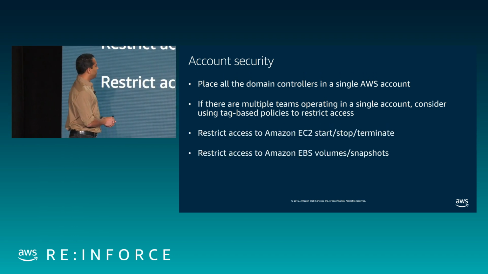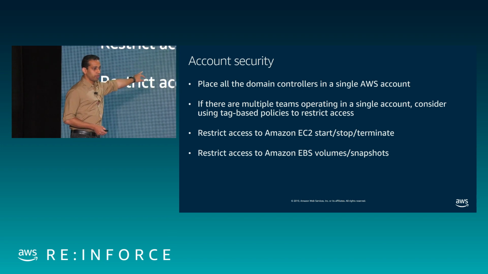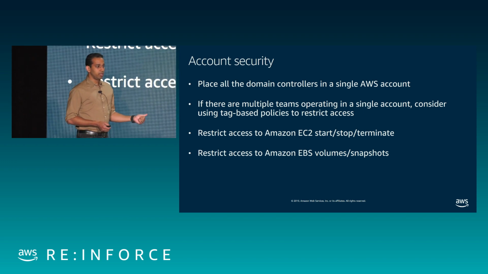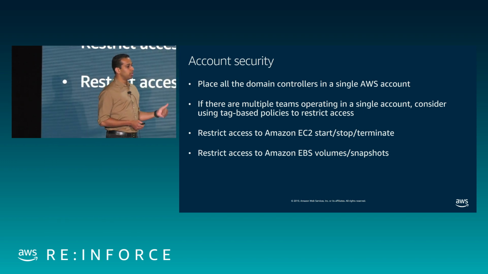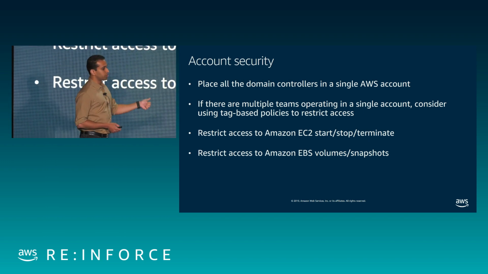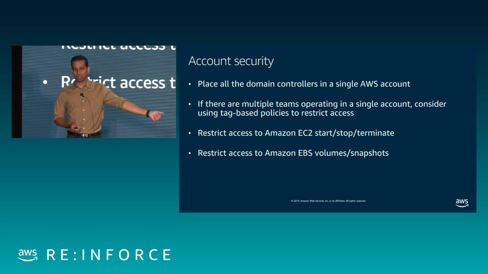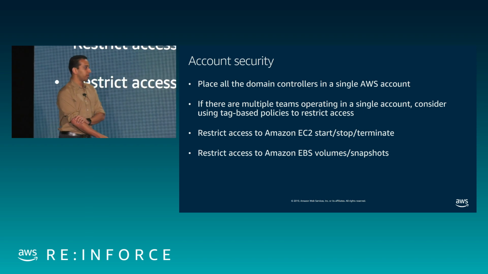Okay, so when you're running on EC2, these two things are really important. EC2s are your domain controllers. So make sure you limit access to who can start, stop, and terminate, and also who has access to the EBS volumes that are attached to the EC2 instance. Again, two separate impacts.